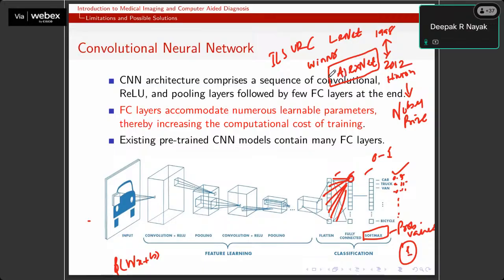And this is in 2010. It all started in 2010. And the winner of 2010 and 11 was basically the winner who used the machine learning based approach or shallow architectures to solve the classification problem. But in 2012, AlexNet came into the picture, and AlexNet became the winner for that year.